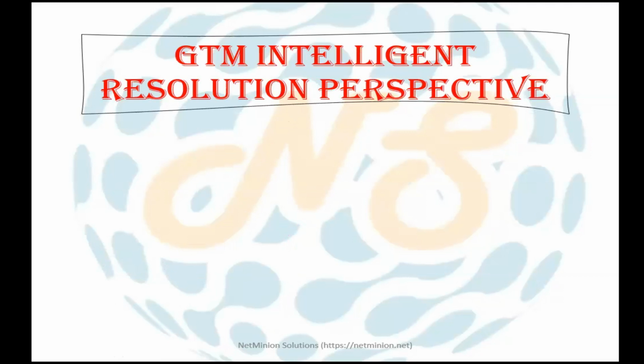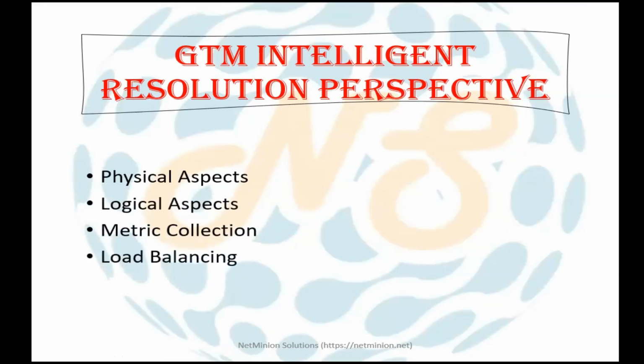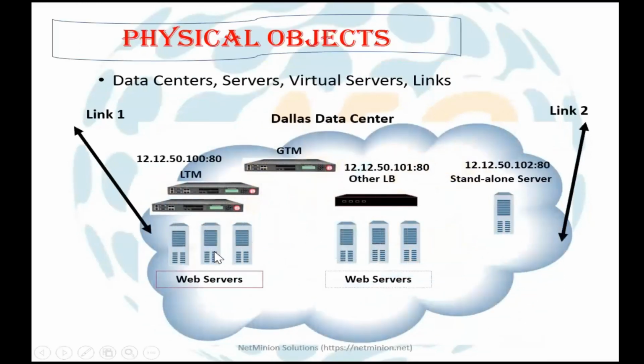So, GTM intelligent resolution perspective. We have a couple of things which will come into the picture, like the terms I was explaining earlier, listener, wide IP, and so on. They will fall into these categories: either a physical aspect or a logical aspect. And DNS will do the metric collection, like whether it is up or down, maybe which is fast, and a lot of metric calculation, and it will do the load balancing. So this is how your GTM will work. Now let us proceed and see what the physical aspects are, what the logical aspects are, and how we can check one of them.